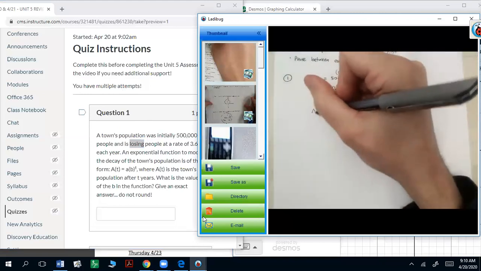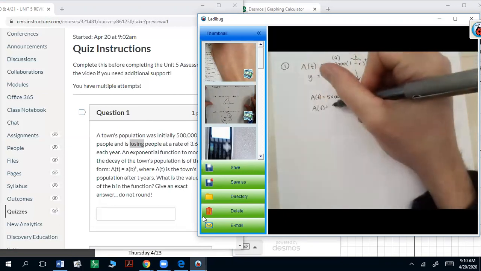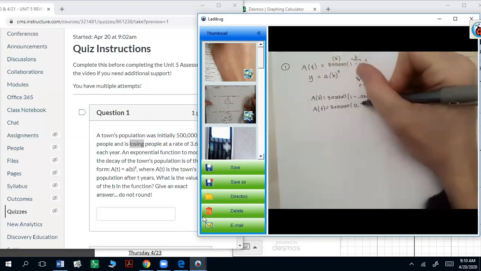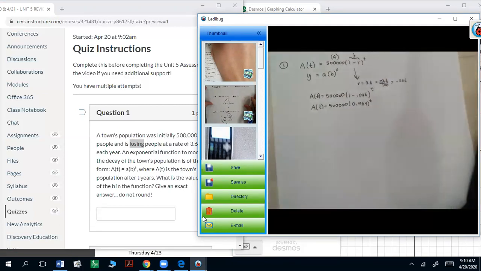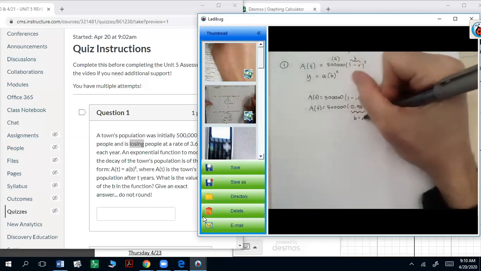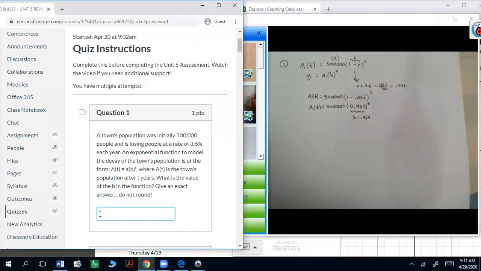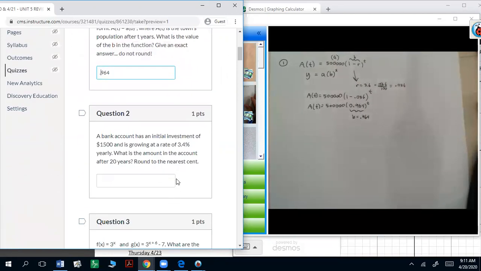So the equation would be a of t equals 500,000 times 0.964 to the t power. So what you would put in this problem is 0.964. That's your base, that's your b value. Oops, let's put a decimal. All right, question 2.